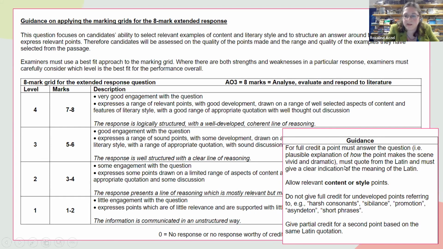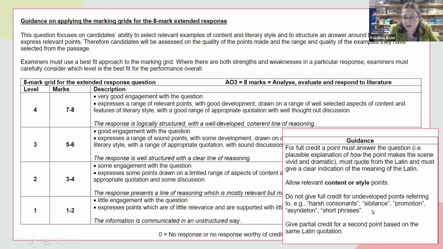They must quote from the Latin, so every point needs to have a Latin quote. They must give a clear indication of the meaning of the Latin. So everything that they quote, the easiest way of doing that is just to translate it. Allow relevant content or style points. So not every point they make has to be a really in-depth style point. They can just talk about what is in the text.